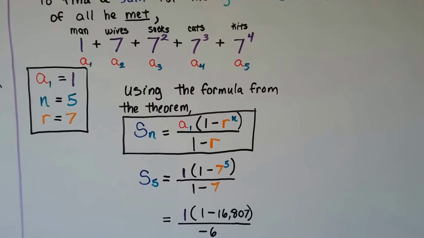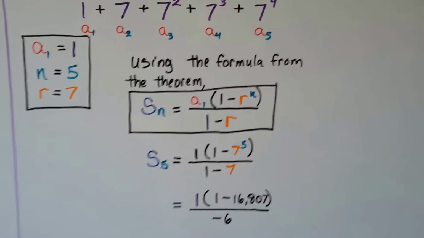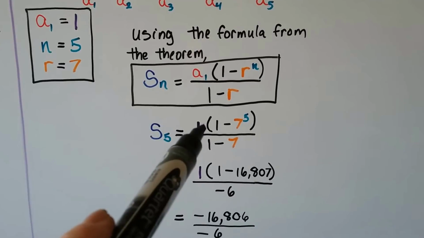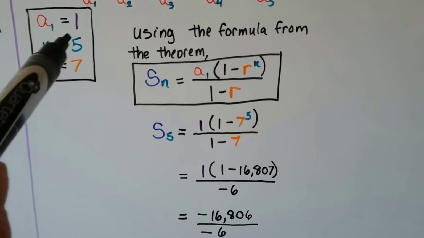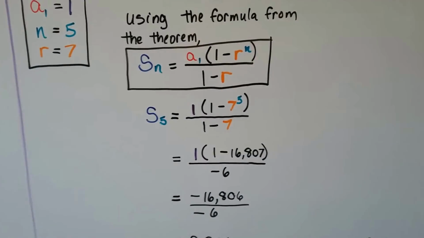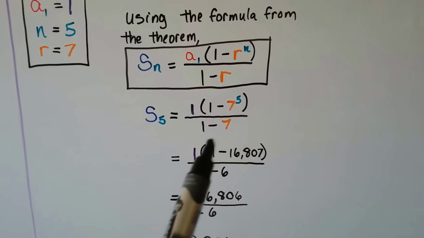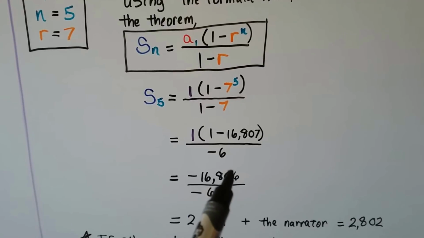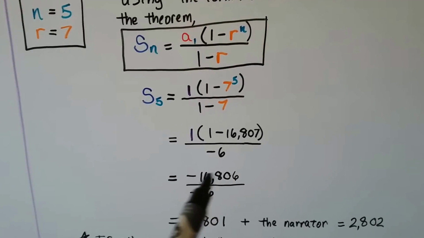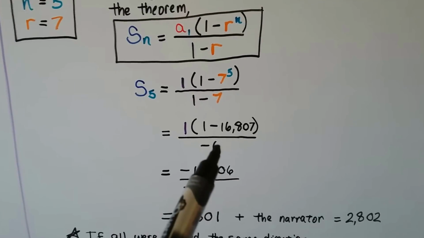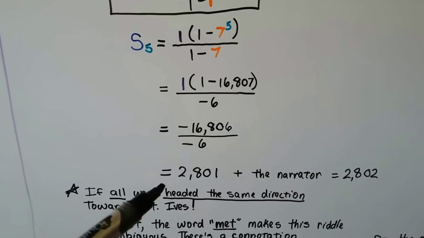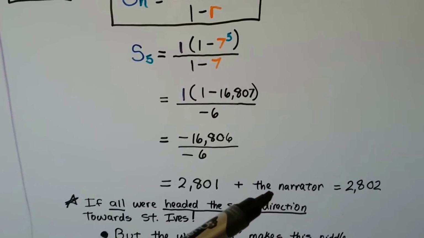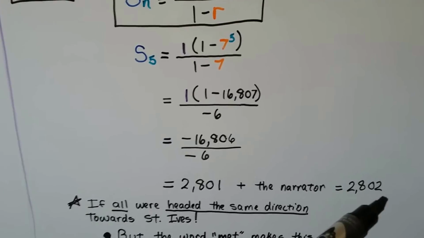So using the formula from the theorem, we plug this information in, and we have s sub 5 equals a sub 1, which is 1. r is 7, so we've got 7 to the 5th power. 7 to the 5th power is 16,807. We're going to subtract 1 minus 16,807 and get negative 16,806. It's multiplied by 1, so it's still that, right? 1 minus 7 is negative 6. Now we divide, and we get 2,801, but there's the narrator too, isn't there, going to St Ives? So that would be 2,802.